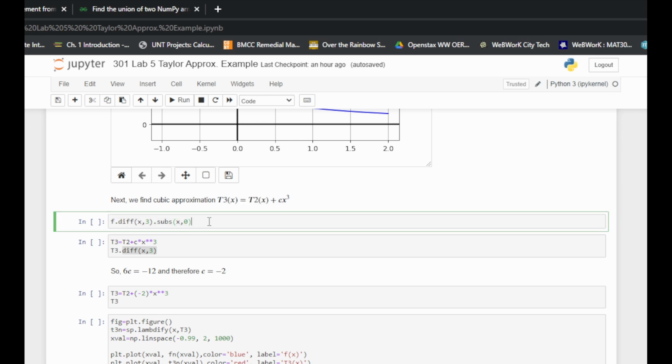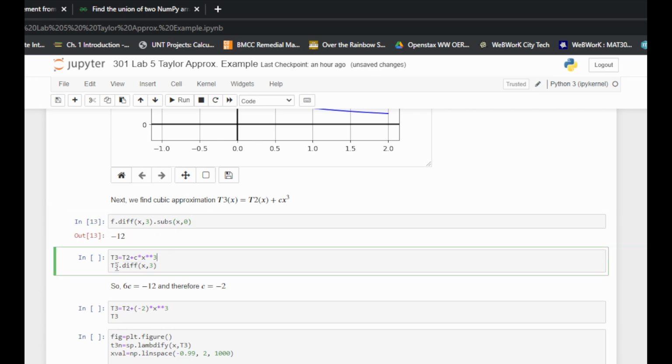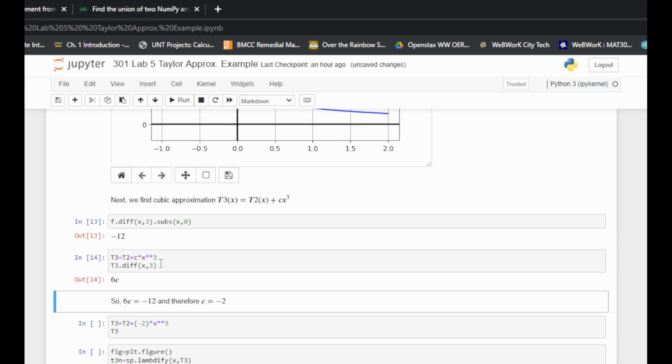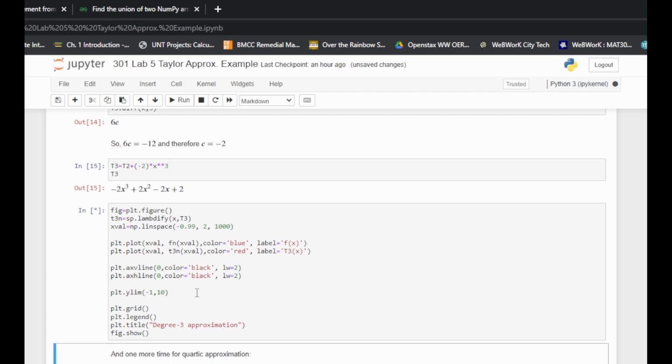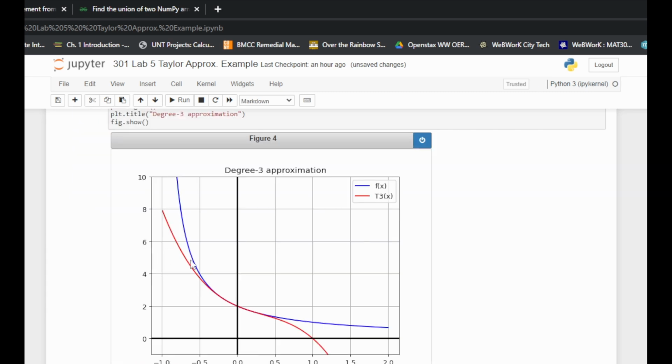So this is the third derivative of f, which is negative 12. We create our cubic approximation, which will be the t2 plus c times x cubed. We find a third derivative of that. That's 6c. So then 6c is equal to negative 12. Therefore, c is negative 2. We redefine our t3. You can see now it's a cubic polynomial, and we will plot both of them. So here's the red, our cubic approximation.